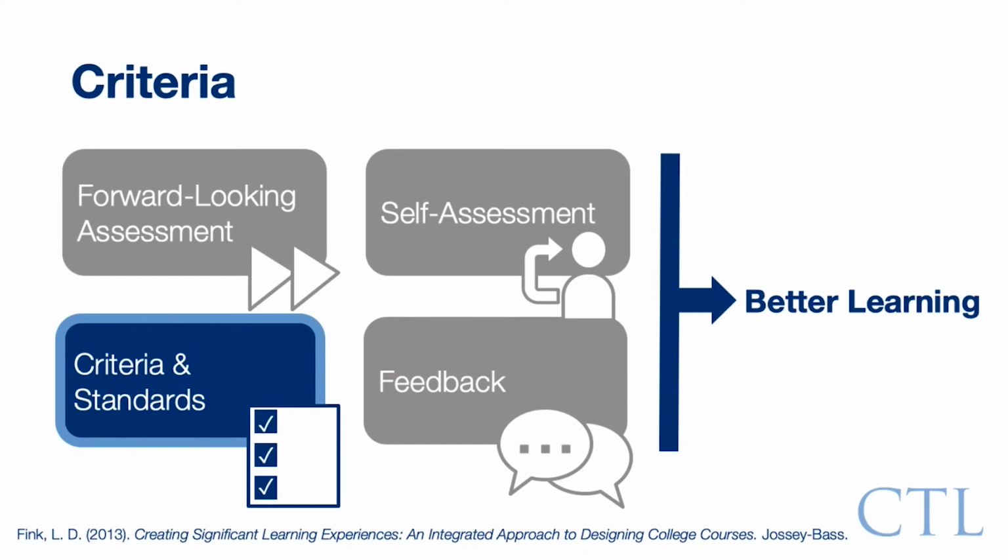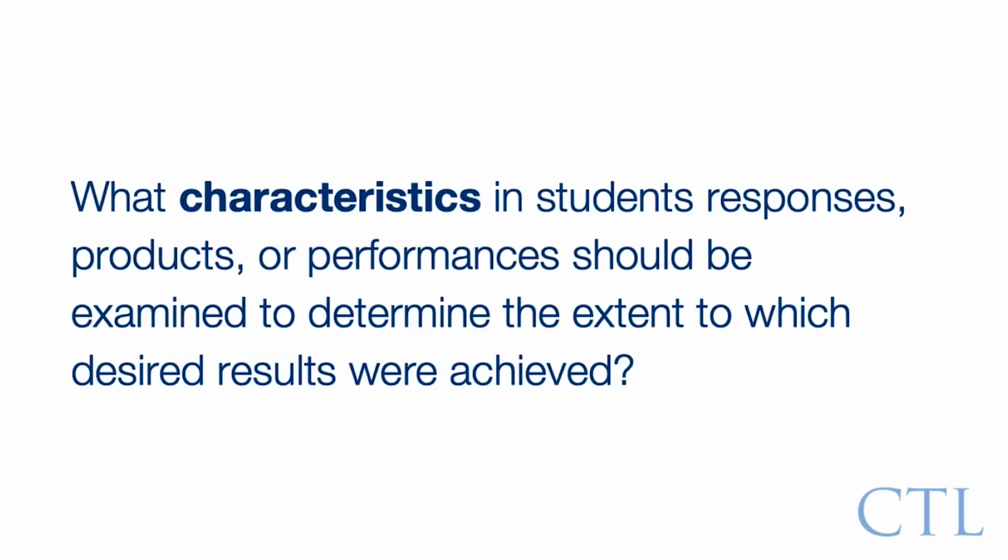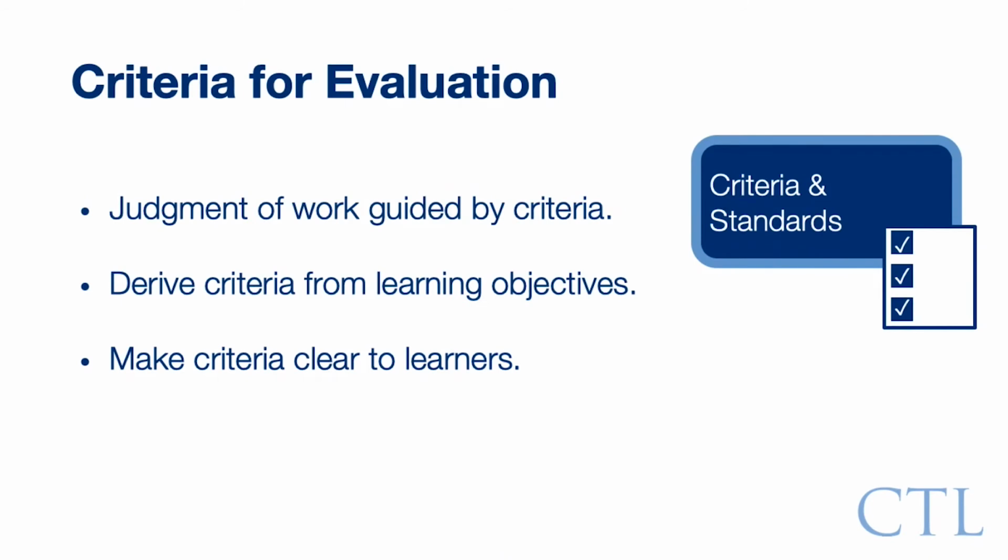Once assessment methods are determined, we clarify expectations of what exactly it is we are looking for in student responses, products, or performances. "I'll know it when I see it, hear it, or read it" does not help students and does not ensure grading consistency. The question asked is, what specific characteristics in students' responses, products, or performances should we examine to determine the extent to which the desired results or learning objectives were achieved? Having clear criteria will help make the evaluation process more consistent and fair.